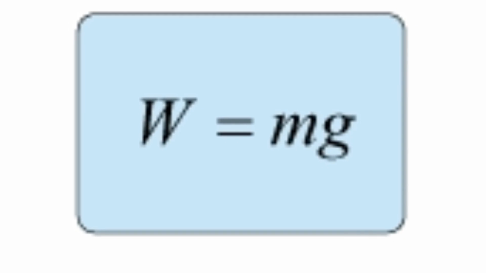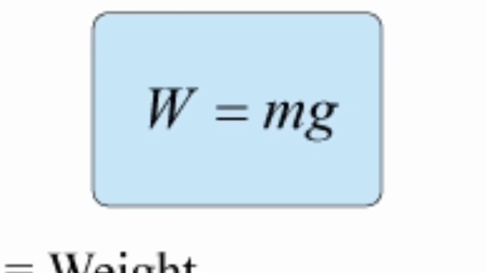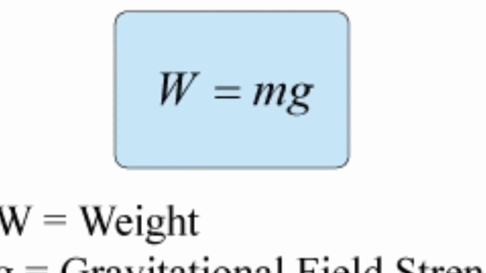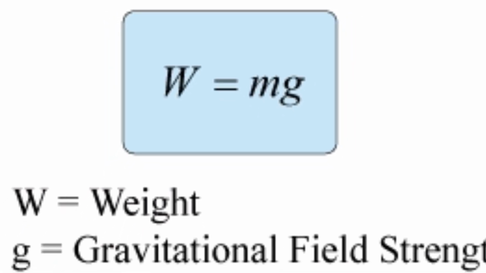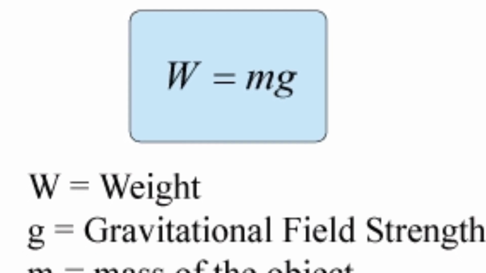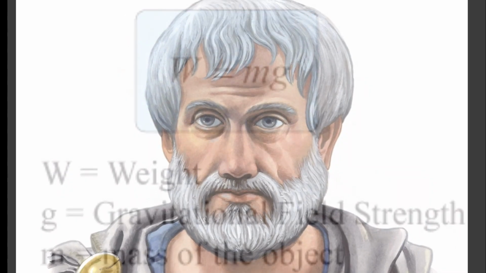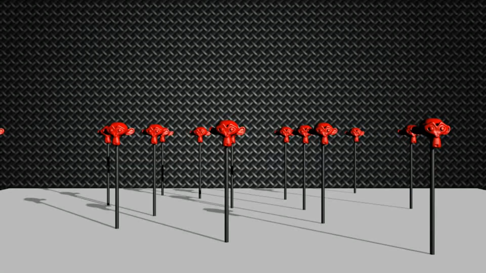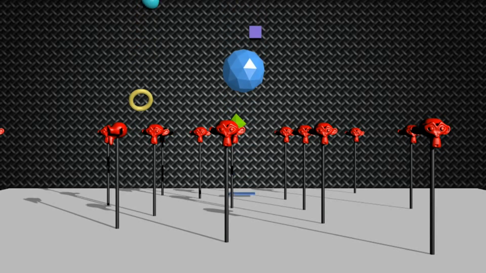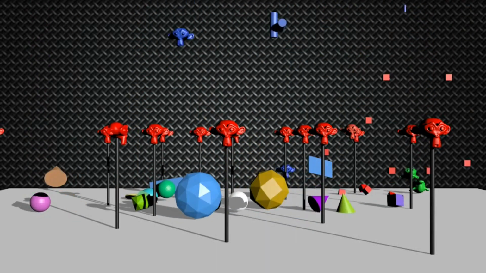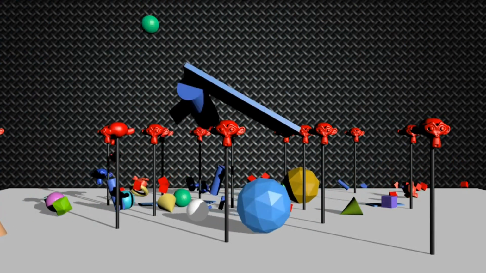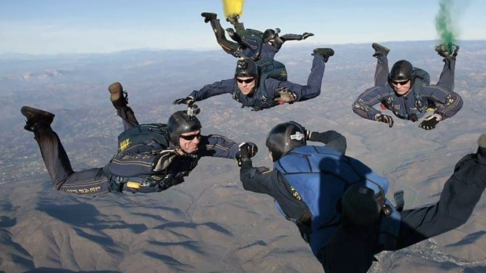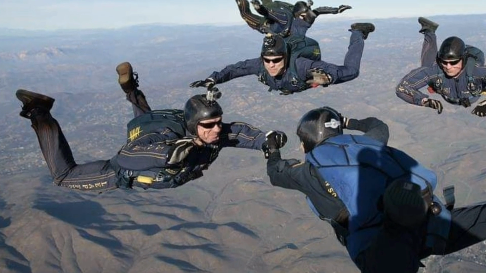The formula for determining weight is, weight equals mass times gravity. On Earth, gravity is a constant 9.8 meters per second squared, or 9.8 m/s². Historically, philosophers such as Aristotle thought that heavier objects accelerate toward the ground faster. But later experiments showed that wasn't the case. The reason that a feather will fall more slowly than a bowling ball is because of the drag from air resistance, which acts in the opposite direction as the acceleration due to gravity.